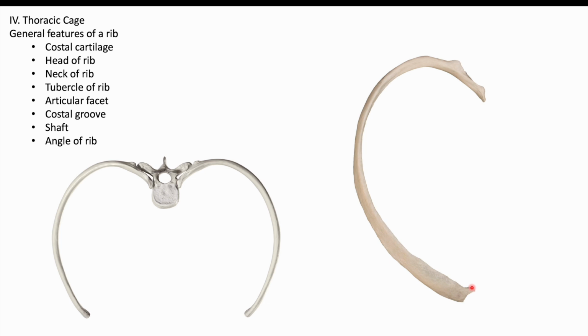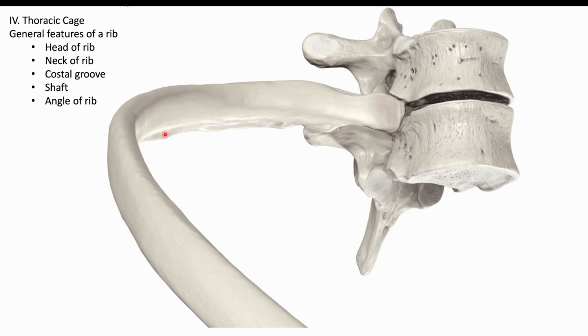Costal cartilage, head, and this would be the neck region. So the neck region is this area. On the neck region, you're going to find the articular facet, and it's going to articulate with the vertebra. And then you have the tubercle. This is the angle of the rib. The entire thing is the shaft. This is the costal cartilage area. And then underneath the ridge, you will find the costal groove, and that's found at the bottom. So that's another landmark that you can use to identify whether you're looking at the top view or the bottom view of the rib.